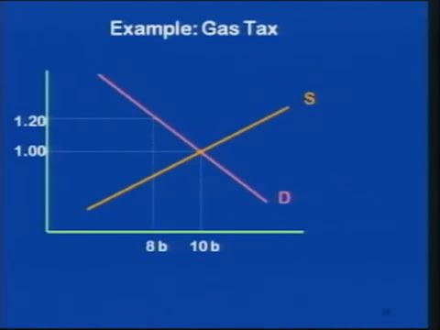Now, we can apply this. Remember we had our gas tax? Last lecture, we talked about the gas tax raising the price of the good by 20 cents. And that we labeled as the consumer's burden. That is a burden that's denoted in cents per gallon. It's a 20-cent per gallon burden borne by the consumers.